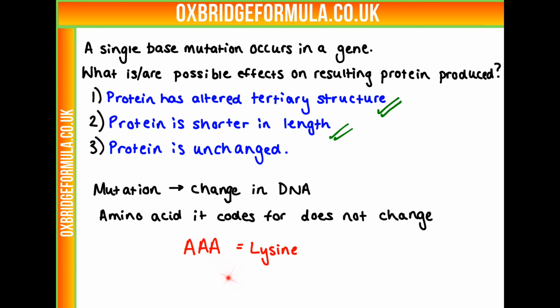If we have AAA, that is the code for lysine. If we change one of our bases to AAG, that still codes for lysine. So this happens for various amino acids. So yeah, the protein could remain unchanged. We'll give that a tick. All three of our statements could be correct, so our final answer is B.